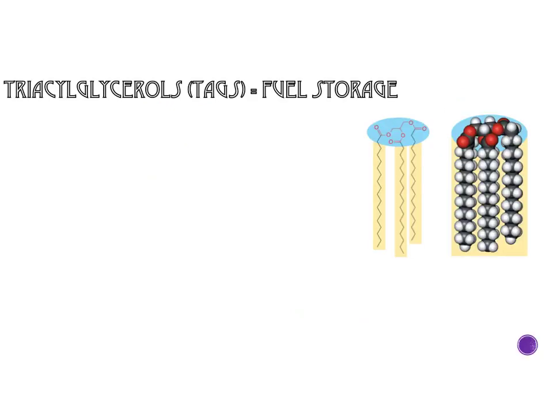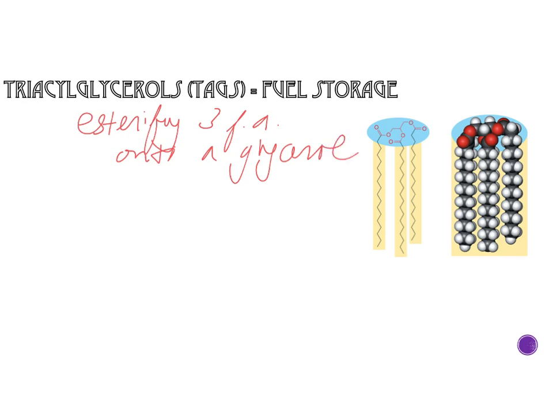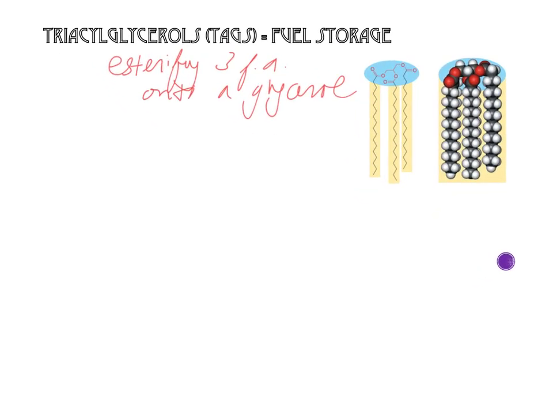Okay, so triacylglycerols occur when you esterify 3 fatty acids onto a glycerol. All right, get ready for a mechanism. I know you're super excited about this. Okay, so here's the structure of glycerol. You should have this structure memorized. Please memorize this. It's a very important molecule in your body. So it's 3 carbons, and each of them gets an OH. Okay, this is glycerol.